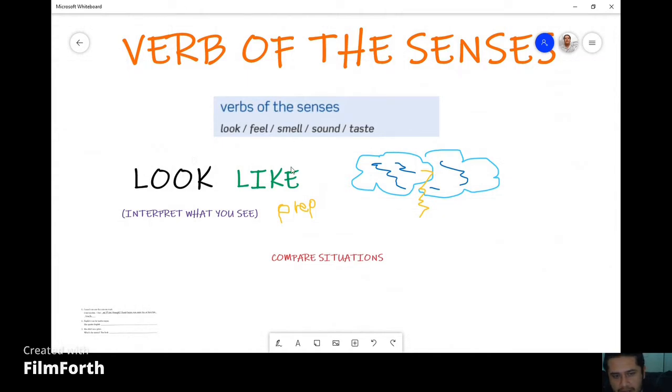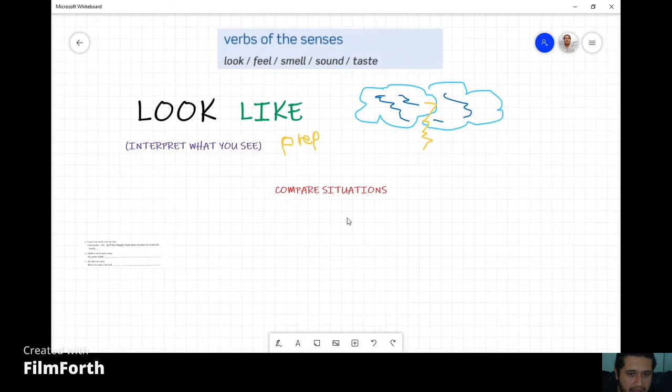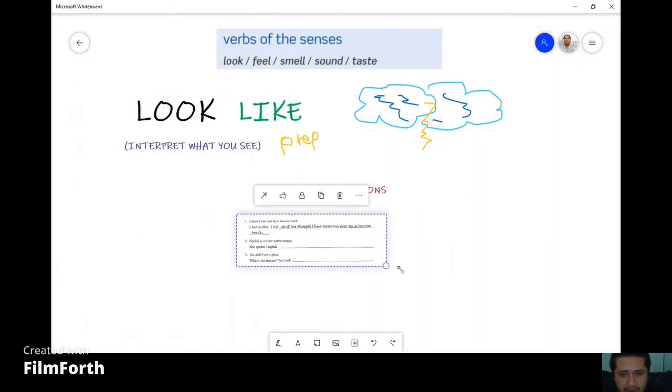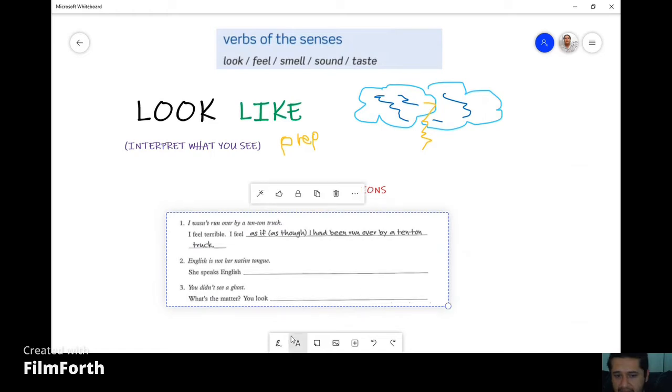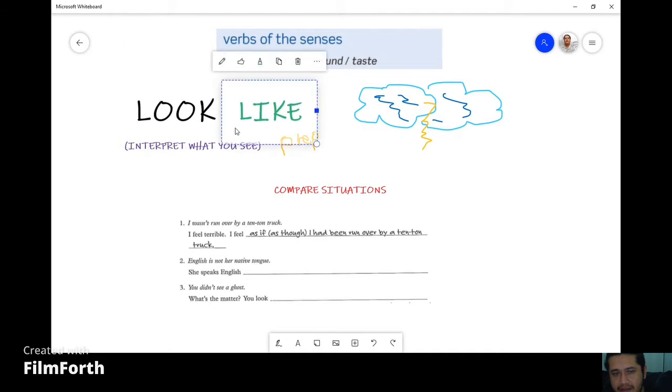We're going to start with look like, and we have sentences like this. I'm going to show you right here. Let me start checking this exercise. This exercise was taken from the TOEFL material. You can see over here we have look like. It's the most common way, so you can compare what you see. You interpret what you see, and you immediately make the comparison.